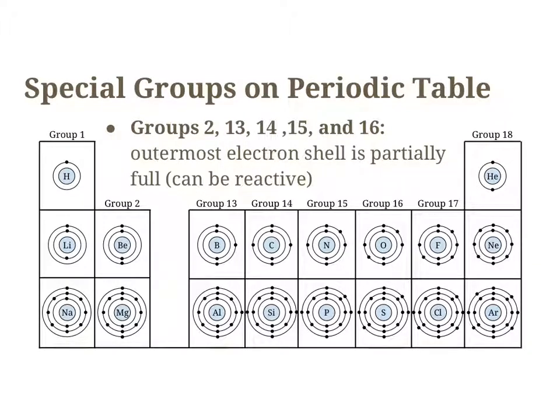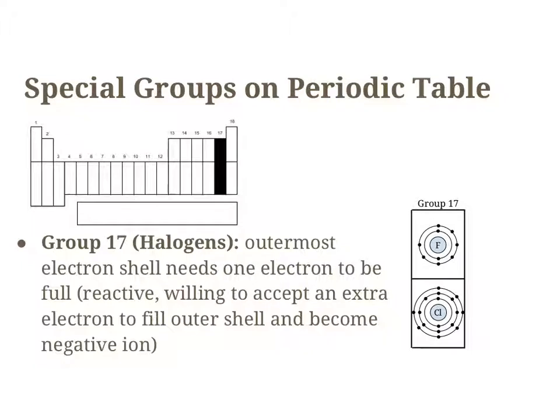Groups 2, 3, 13, 14, 15, and 16 have special names, but they're not that important. But the outermost electron shell is partially full, so they can be reactive. So this one is 2 valence electrons, 3, 4, 5, 6 valence electrons. We got a little carried away, so we only really need to go to 6.